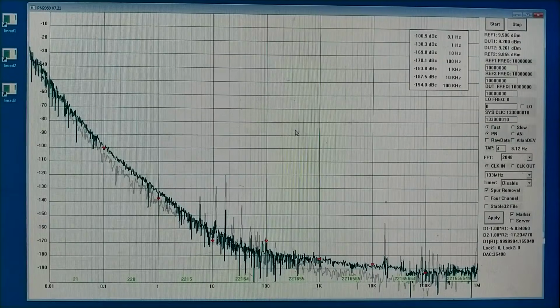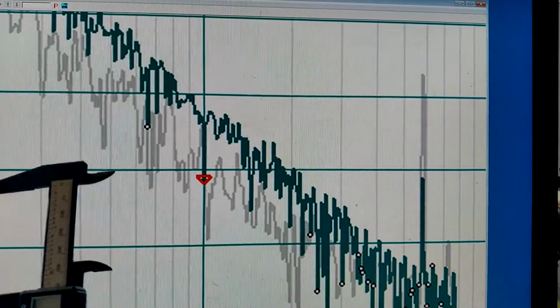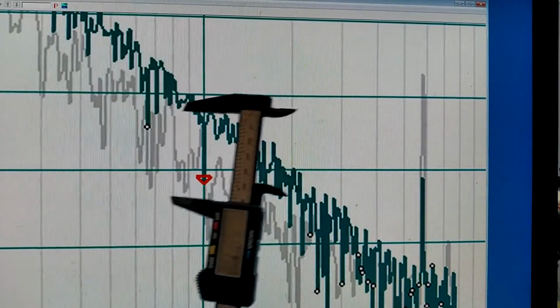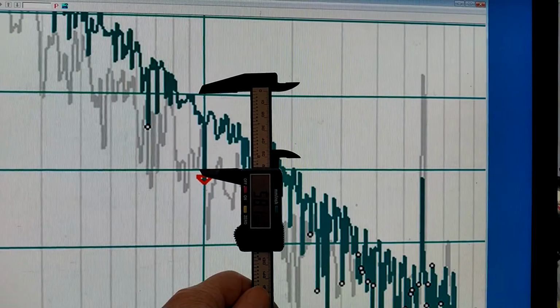The PN2060 has been running for about 30 hours now, and the noise indicated looks something like minus 132 dBc per Hertz. It's hard to see, this is so noisy. I have magnified the region around 1 Hertz offset, and I can measure the separation between the scale lines like this.